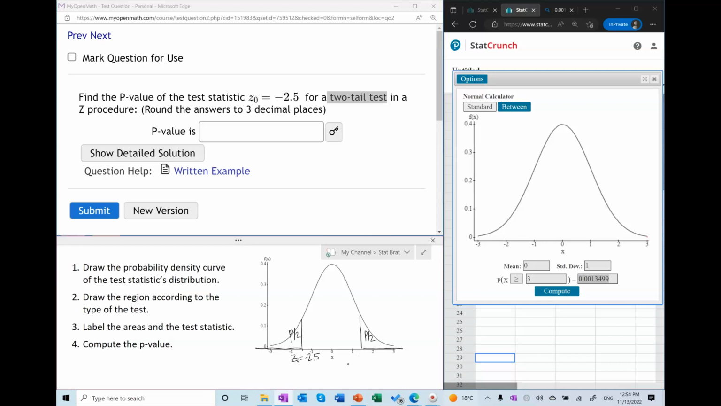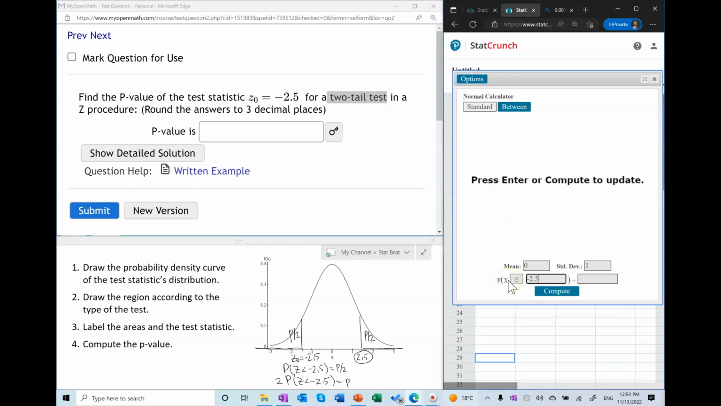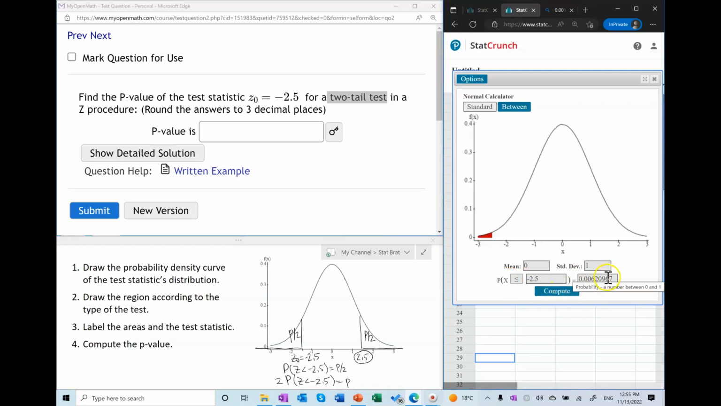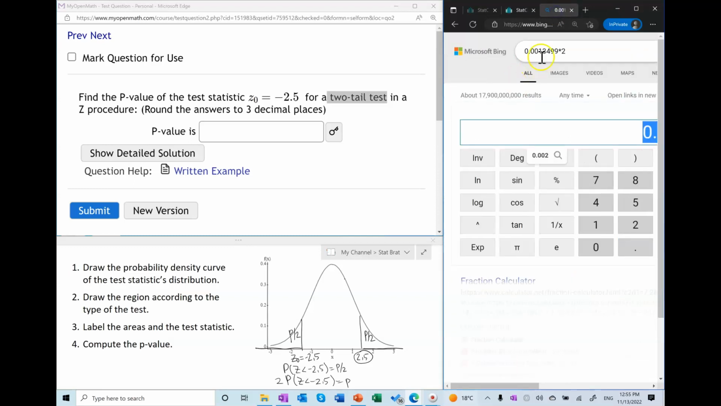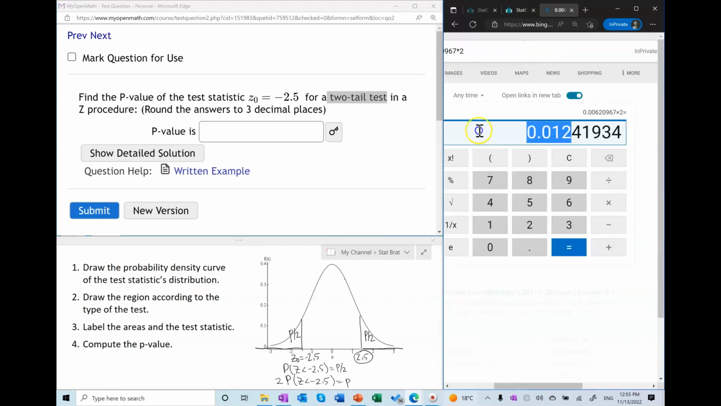So by symmetry, we do know that this value will be equal to 2.5, but it's irrelevant because we're going to find the p-value by first computing the probability of z being less than -2.5. That's going to give us half of the p, and after multiplying it by 2, we'll get the entire p-value. So in StatCrunch, I'm just going to make this inequality less than, put -2.5 right over here, find it, and then I'm going to multiply it by 2. And this is my p-value.